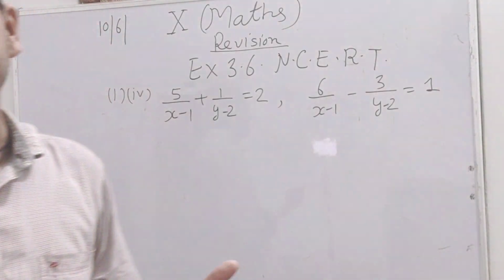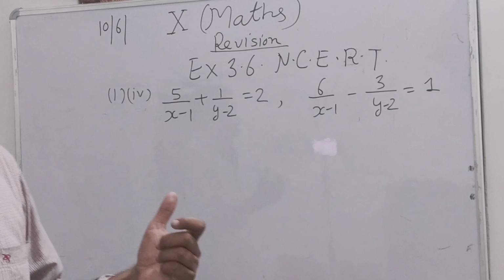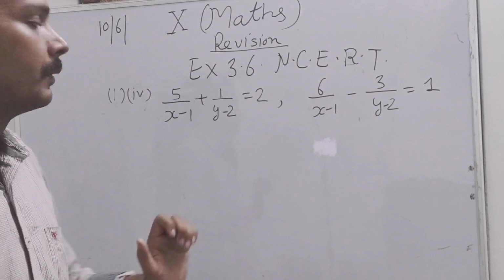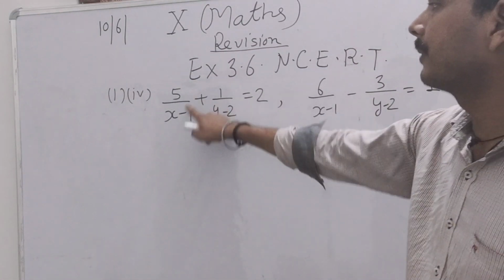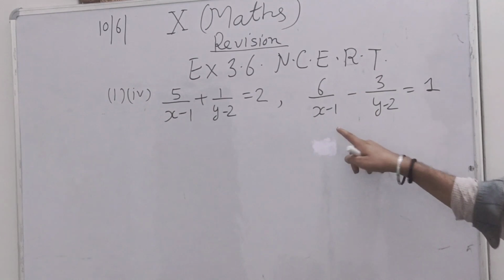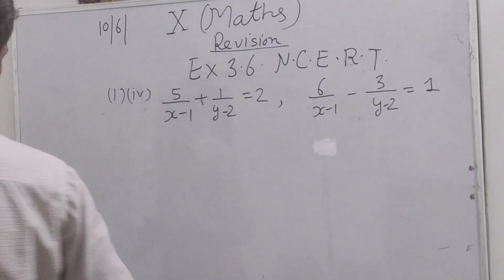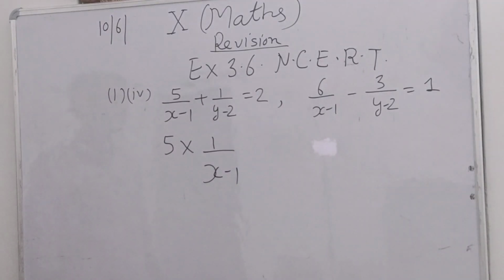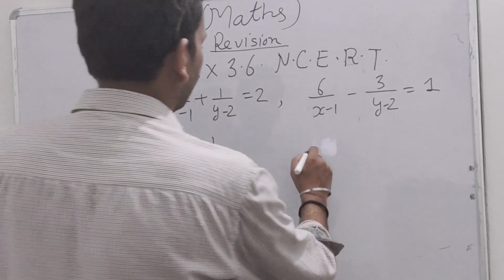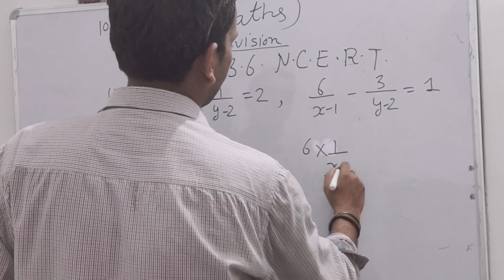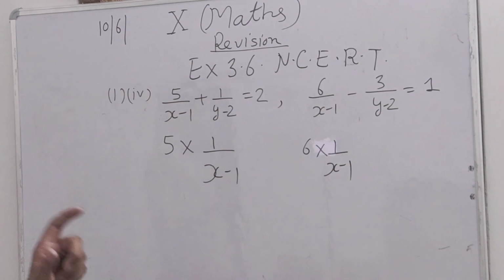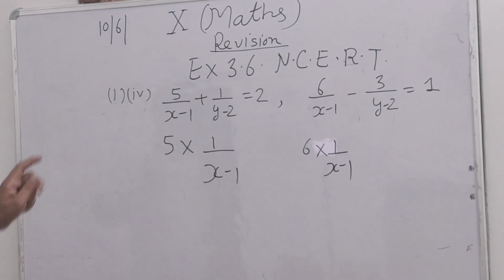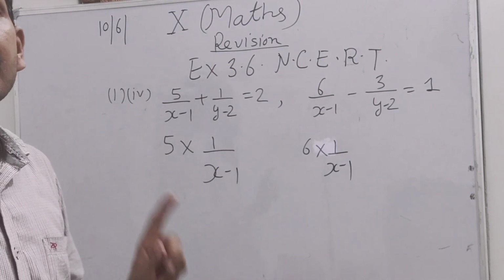So we will observe the pattern, and the pattern will be the same for both equations. For example, see here in the denominator, it is 5 upon x minus 1 and 6 upon x minus 1. In the other way you can also write this as 5 into 1 upon x minus 1, and the second equation as 6 into 1 upon x minus 1. It means that 1 upon x minus 1 is common. We can substitute any variable in the place of 1 upon x minus 1.